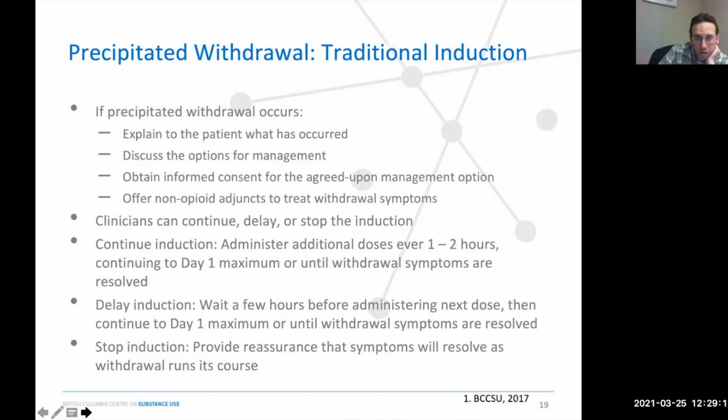a next dose. And so if you have more significant precipitated withdrawal, you usually just ask them to stop, tell them symptoms will resolve as the withdrawal runs its course, give them Tylenol and ibuprofen and other medications to treat them symptomatically. Most important, just to reassure them that it will get better.